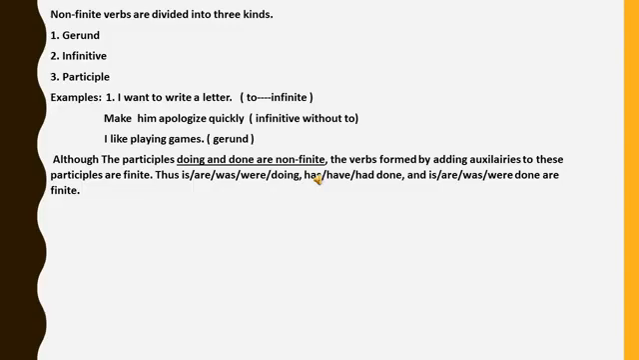There is a note you have to understand. Although the participles doing and done are non-finite, the verbs formed by adding auxiliaries to these participles are finite. Thus is, are, was, were doing, and has, have, had done, and is, are, was, were done are finite. So when we add auxiliaries with doing and done, they become finite, but doing and done themselves are non-finite. Hopefully you have understood.